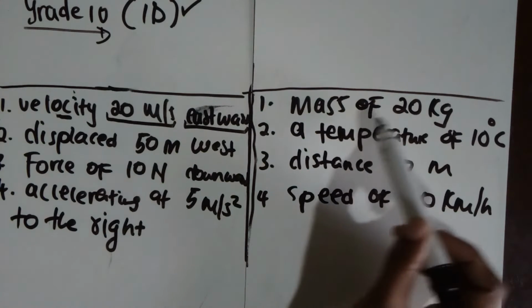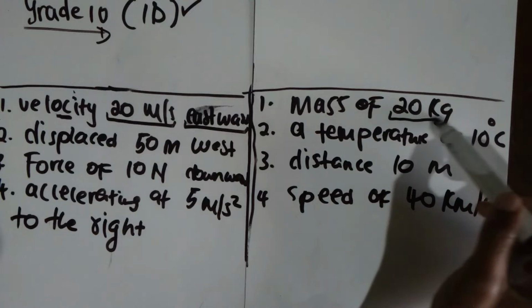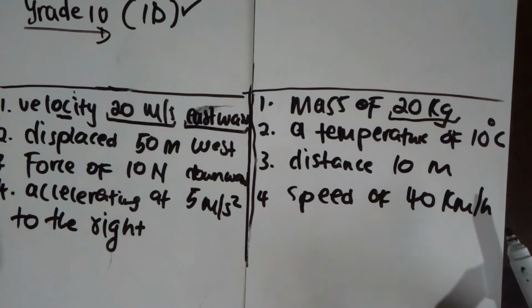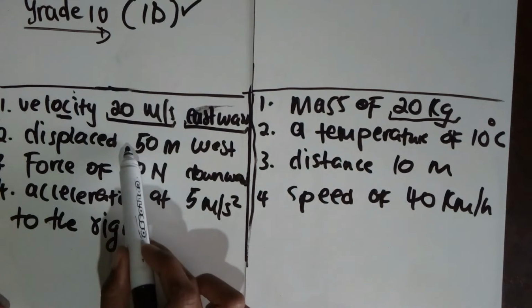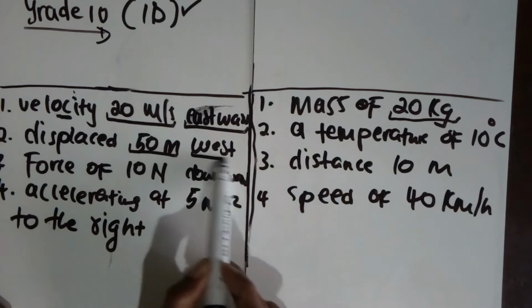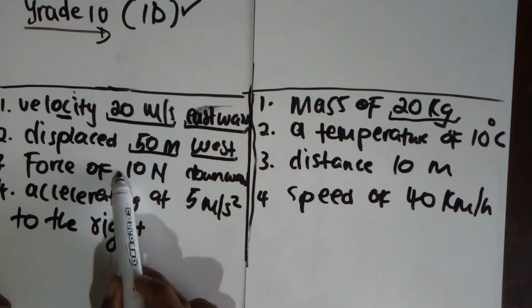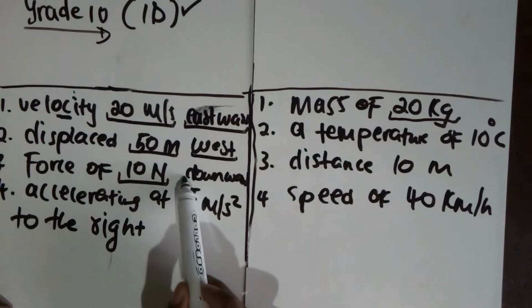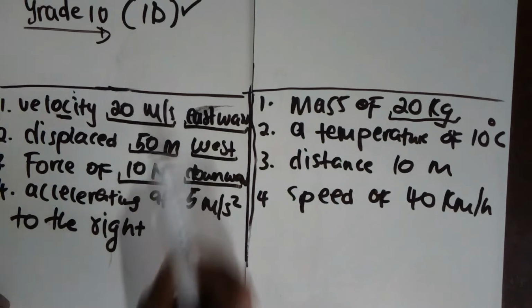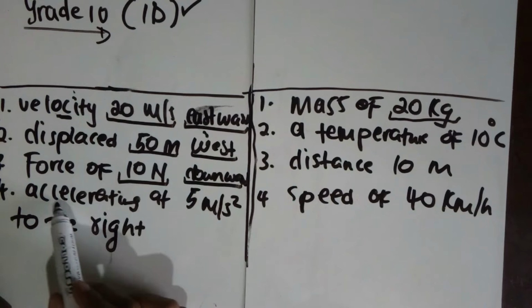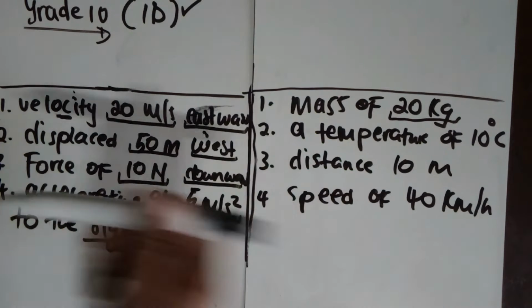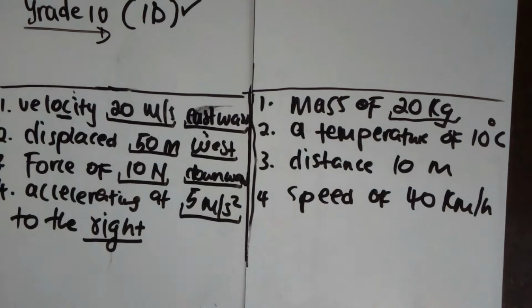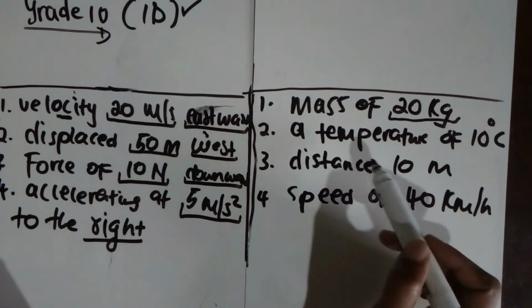But on this side, we talk about its size or magnitude, and we don't make any reference to its direction. We spoke about displacement, and we said it was 50 meters west. Same thing, we said the force of 10 newtons was acting downwards. That's the direction. Something can go up and down. It was accelerating at 5 meters per second squared to the right. So something can either go right or left.